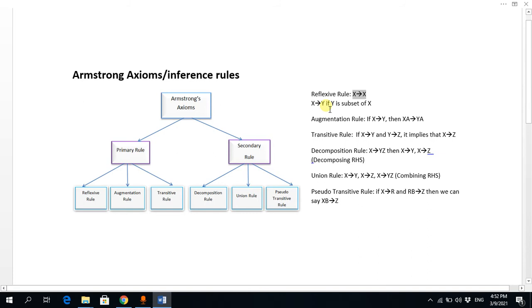The next is the augmentation rule. Augmentation means if x can determine y, then xa can determine ya. So you are appending a with both x and y.